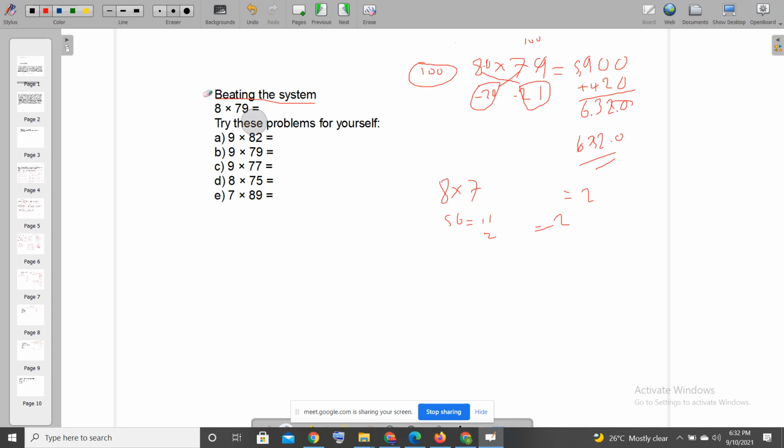Make sure you write these questions down and try it yourself. So if you are done, try this problem for yourself. So write this down. Okay, 9 times 82. So you try it yourself using the same thing that you've done. So write this one. I have 1, 2, 3, 4, 5, 6. So write them down.